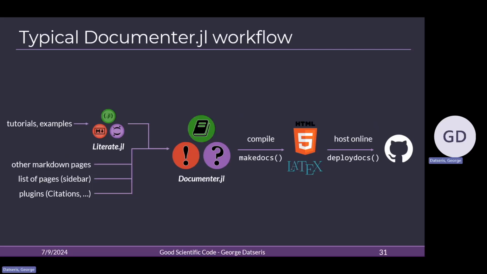There are a couple more inputs, which will be other documentation pages that will be written in Markdown. They don't have to be Julia because they don't execute code. Also, the list of pages that your documentation is comprised of, which is also the sidebar of the documentation, and other plugins. So you put all of this into Documenter and you compile it either into HTML or into PDF via LaTeX using the make docs command, which is really what we are supposed to learn now.